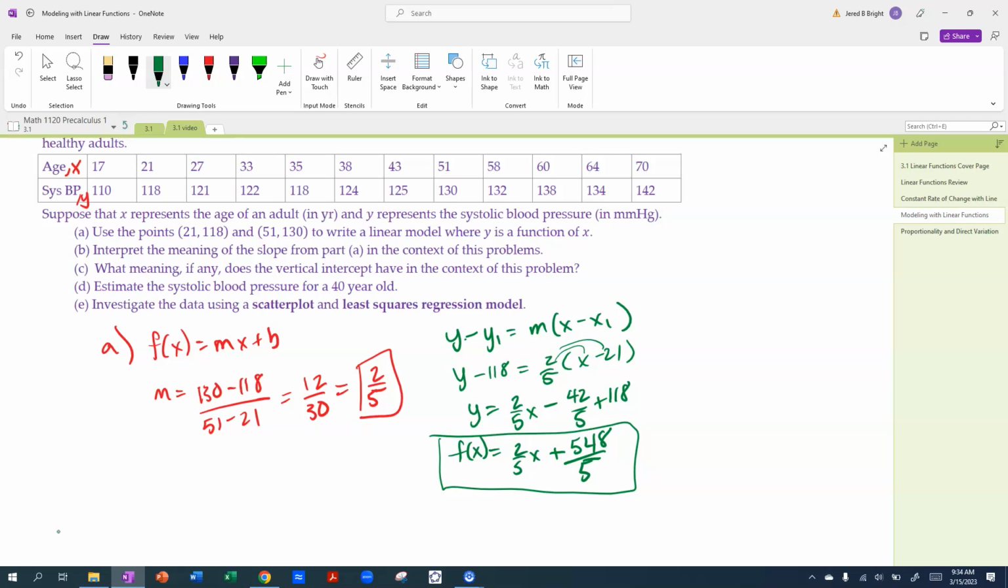Now for time purposes, I'm just going to talk through B and C, and then I'll leave you to calculate D. I want to talk about E for sure, though. So what meaning does the slope have? The slope would mean 2/5.